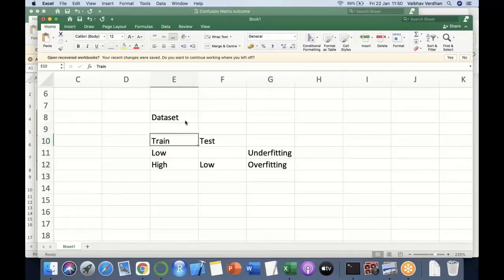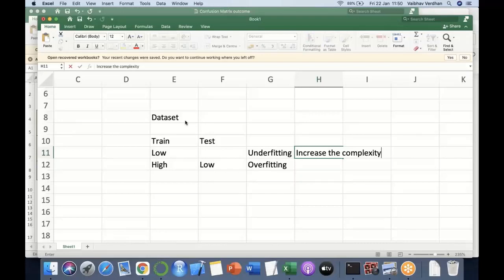Now, how to deal with that? If the model is underfitting, that means you have to increase the complexity of the model, and you would have to look at the dataset also. It is a possibility that the dataset does not have any relationship. If the model is overfitting, then based on the algorithm, you can take multiple actions. For example, if it is a decision tree, you can prune your decision tree. You have to decrease the overall complexity of the model.